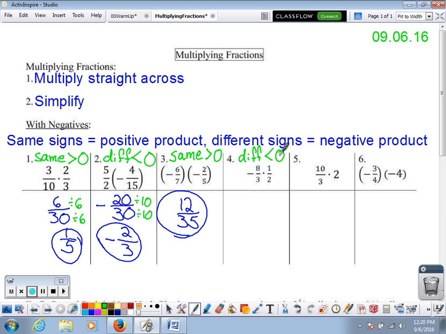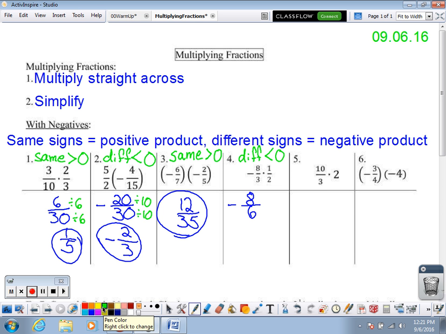Okay, so I'll hold on to that. I'll keep that in mind. And now I'll do the actual multiplication. Okay, so how do we multiply fractions? Straight across. Numerator times numerator, denominator times denominator. So do that for us, please. And remember, our product is going to be negative. So I have negative 8/6.